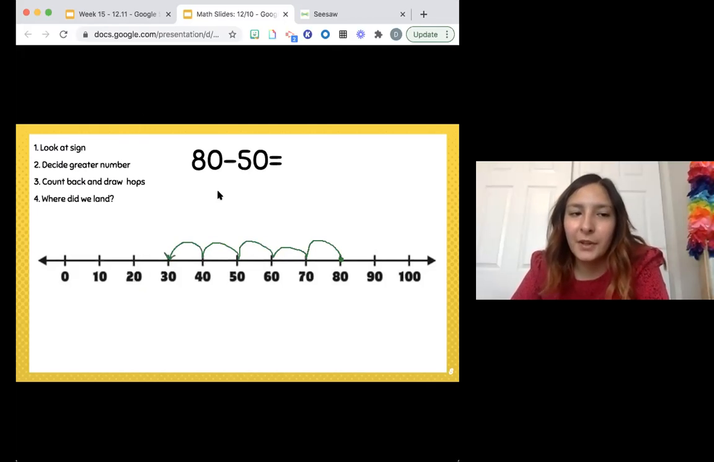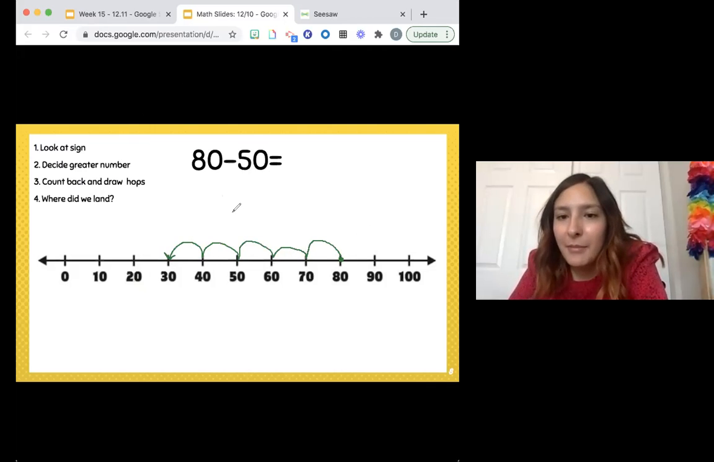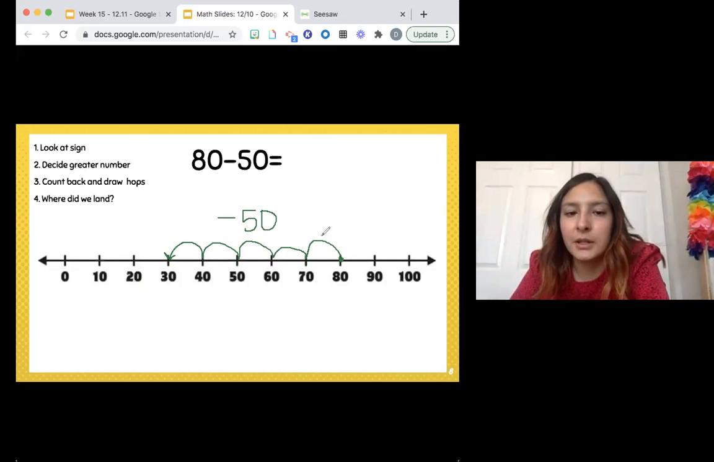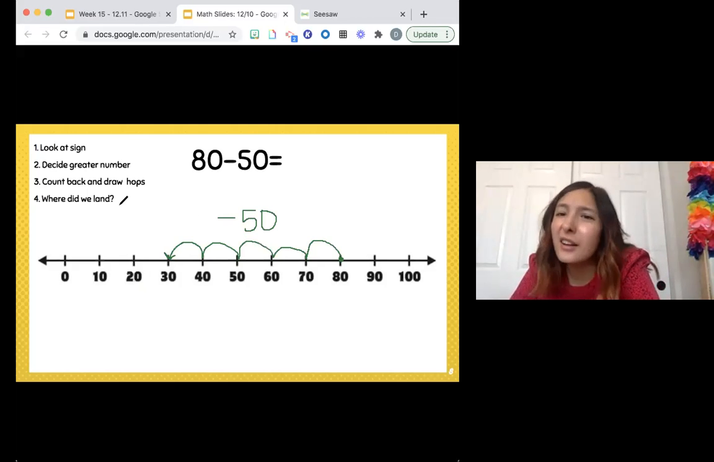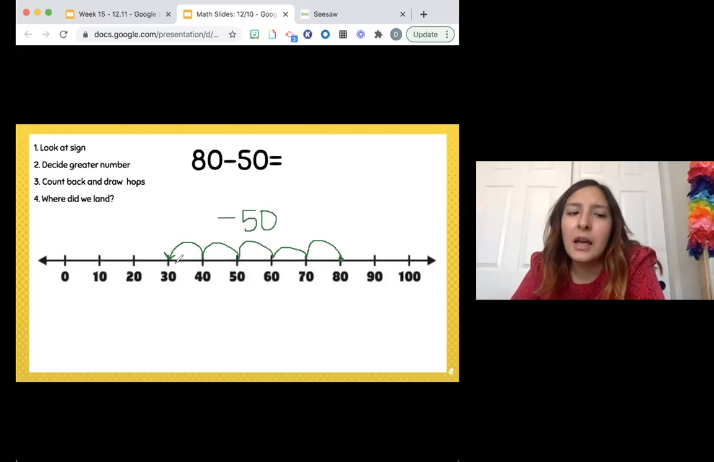right there. Okay, and then fourth, I need to see where did I land. I was counting back 50, so I was subtracting 50. Remember, those were 5 groups of 10. One jump is worth 10. Then I have to see, fourth, where did I land? I landed on the 30. So 80 minus 50 equals 30.